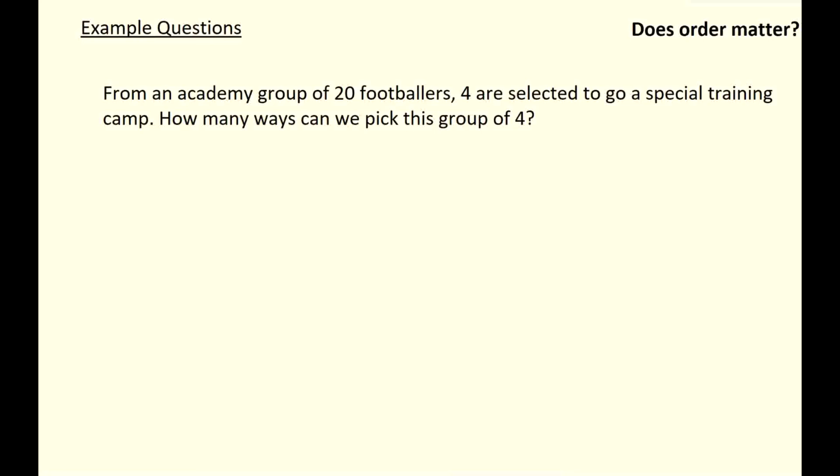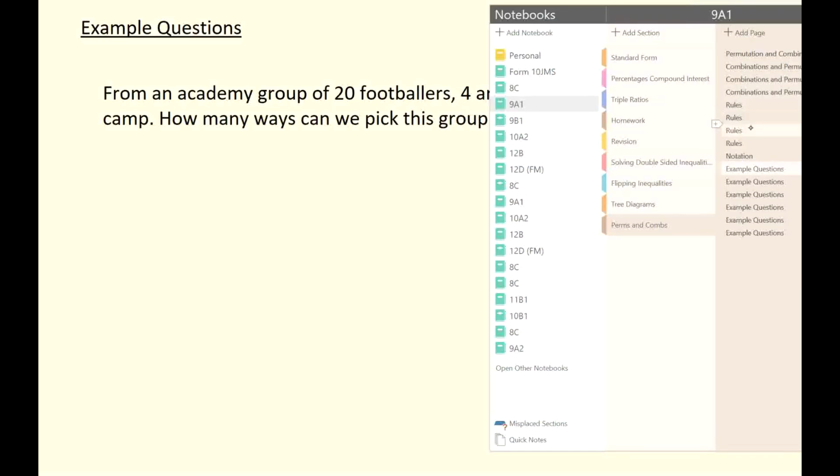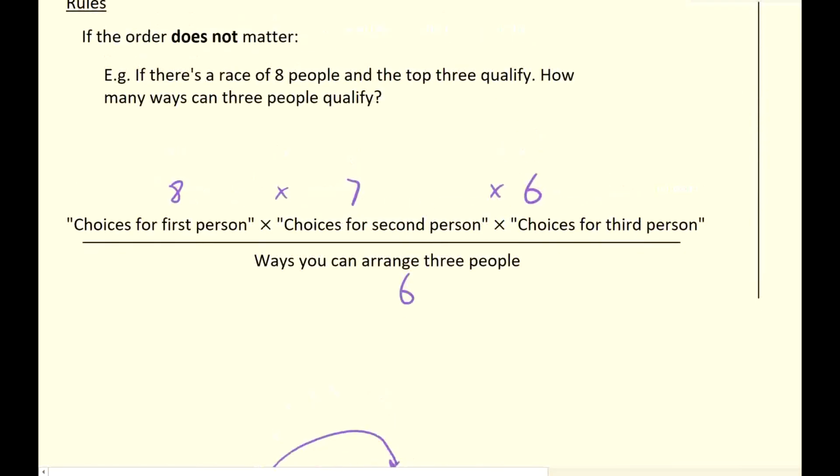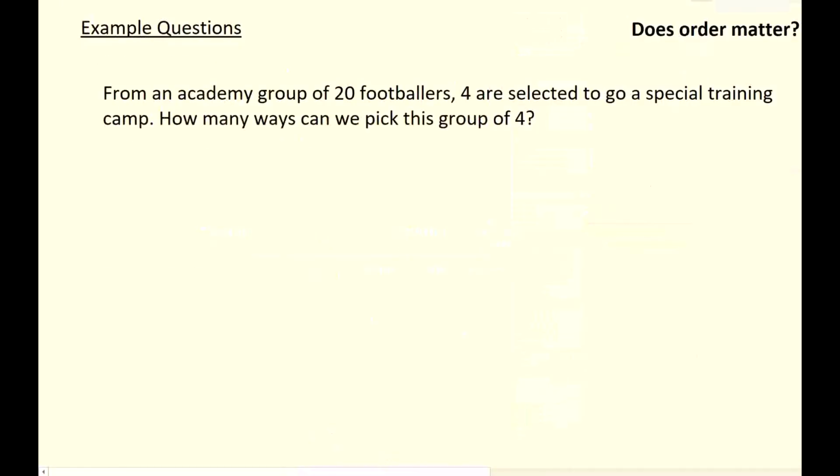First question. From an academy group of 20 footballers, 4 are selected to go to a special training camp. How many ways can we pick this group of 4? Here, I hope you can see that the order does not matter. We don't care who I pick first, second, third or fourth. They're all going to the same camp and getting the same treatment. So from our previous example with the runners, we're basically in this kind of question. We want choices for first, second, third and fourth, and then the ways we're going to arrange 4 people.